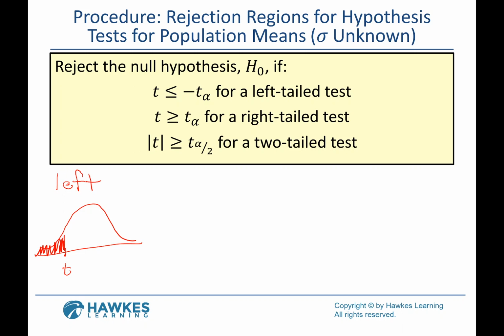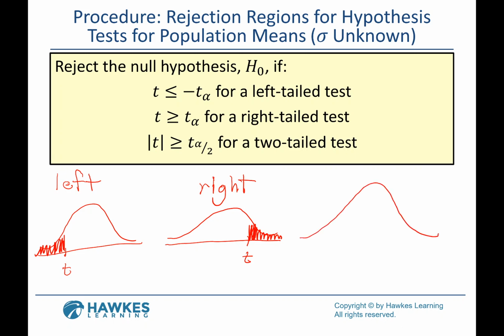If we're doing a right-tailed test, same thing, it's just the other direction. We're going to have a t over on the right side. If our test statistic falls to the right of that critical t value, we reject the null hypothesis. And if we have a two-tailed test, we'll have two t's. And if our test statistic is in either tail, we'll reject the null hypothesis, so that's two-tailed.